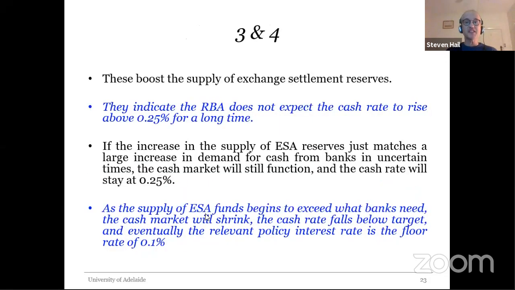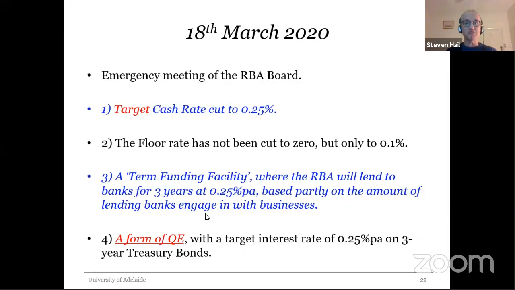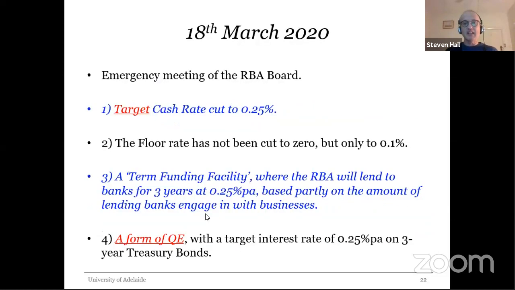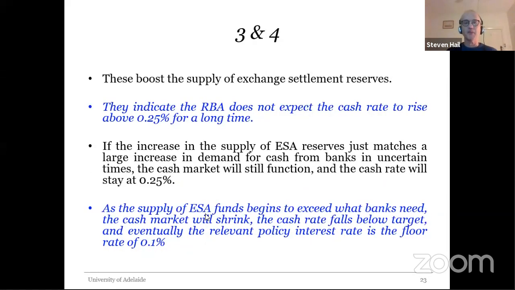Now, the term funding facility would increase the supply of exchange settlement reserves if banks wanted to take it up. It's mainly quantitative easing we're talking about. It's boosted the supply of exchange settlement account reserves, indicating that the RBA wants longer term interest rates to be at 0.25%, its target cash rate, and that the target cash rate's not going to be increased for at least 3 years. If the increase in the supply of exchange settlement account reserves has just matched a big increase in demand for cash from banks in uncertain times, then the cash market would still work as before. The cash rate would still be 0.25%. The cash rate would not have fallen below target.